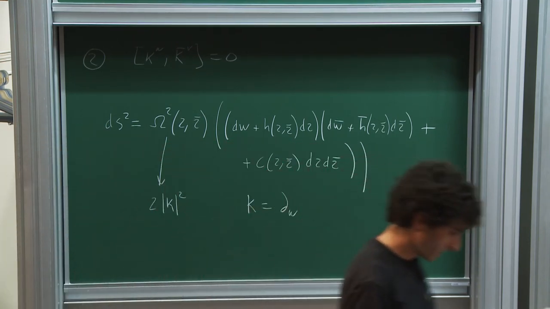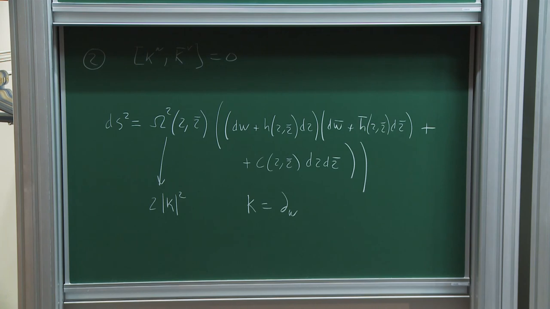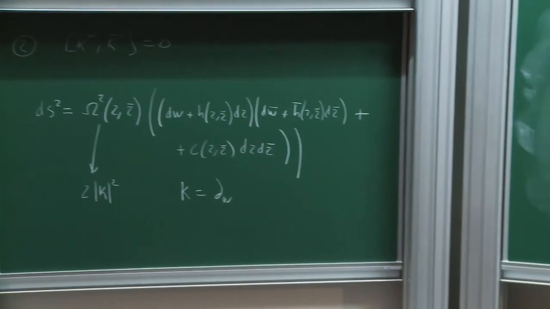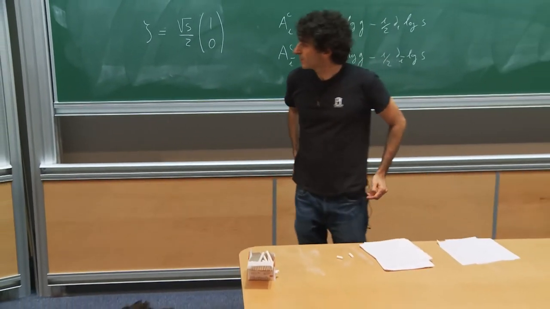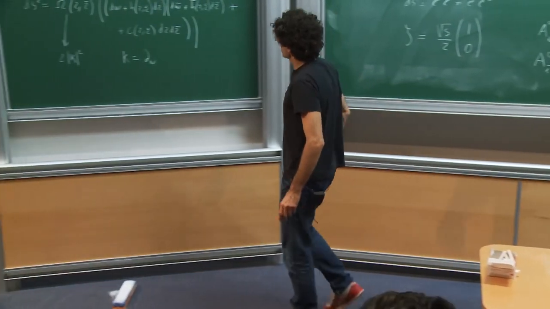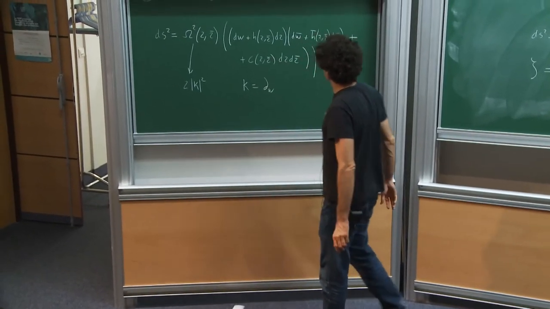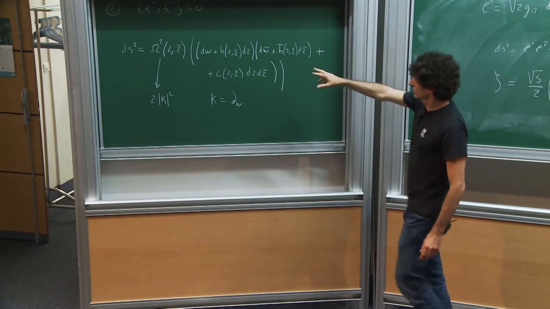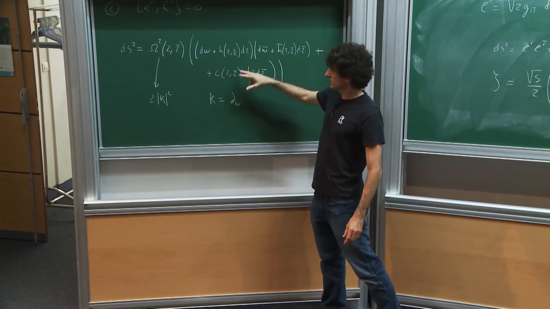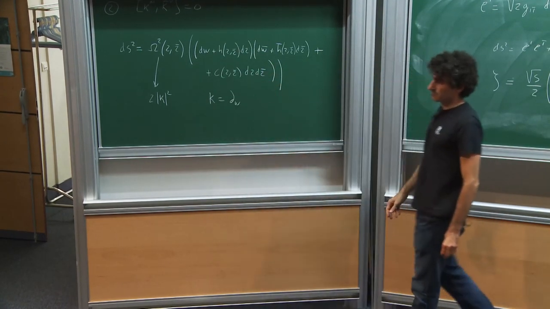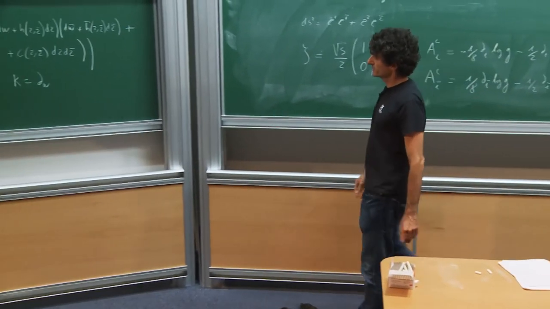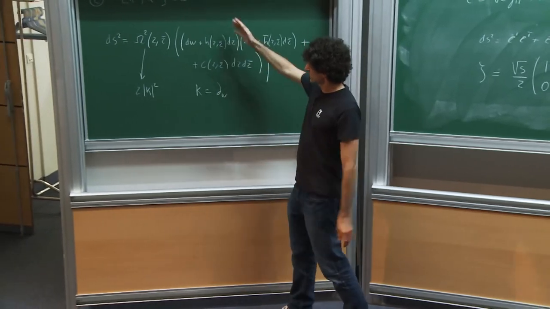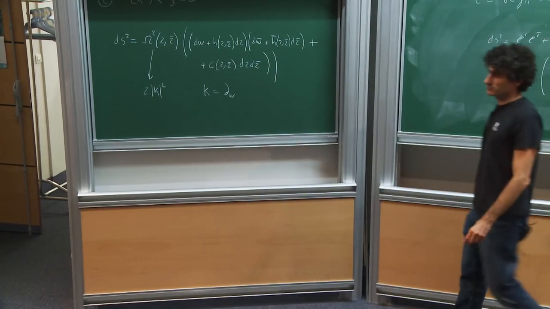Okay, I think I should stop, but I'm going to say a little bit more about this next time. h and h bar and c are arbitrary functions. This tells you how the torus is fibered over the base, and this is the metric over the base. In particular, next time we'll see that S3 times S1 is indeed of this form.